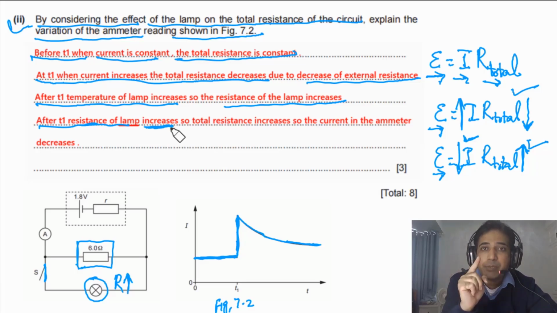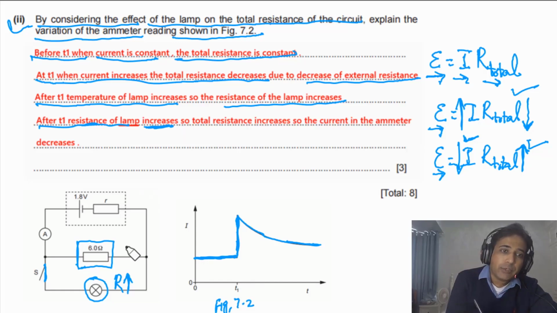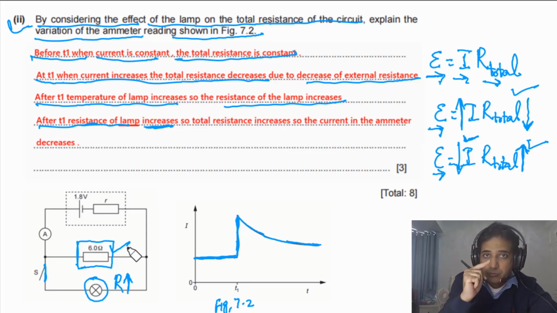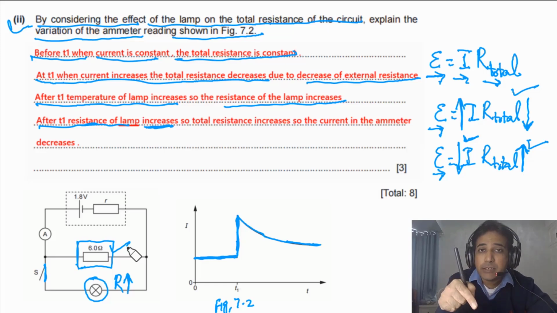After T1, resistance of lamp increases, very important one, you have to mention this one. Resistance of lamp increases, not only the total resistance increases. So you have to say this resistance is fixed. As total resistance increases, it means that resistance of the lamp increases, and resistance of the lamp increases with temperature, and resistance of the lamp also increases with PD. So when potential difference across lamp increases, more electrical energy will be converted into thermal energy that will increase the temperature of the lamp, and as temperature of the lamp increases, resistance of the lamp will increase.